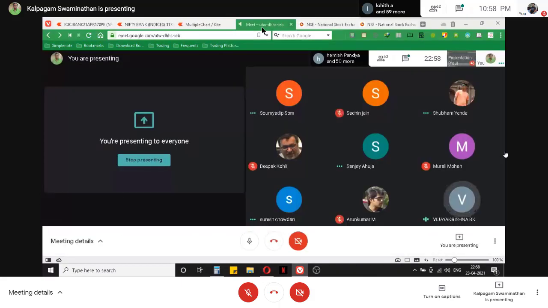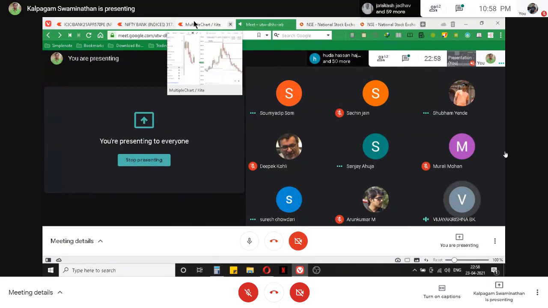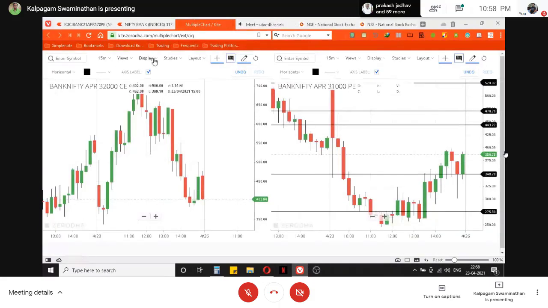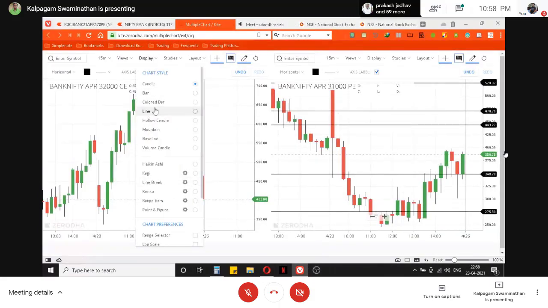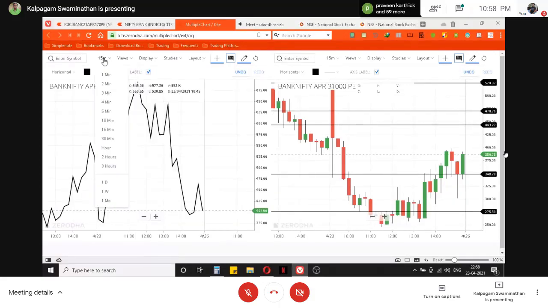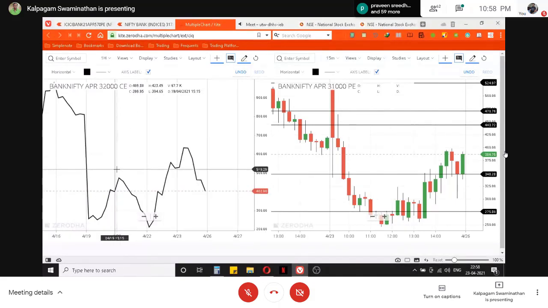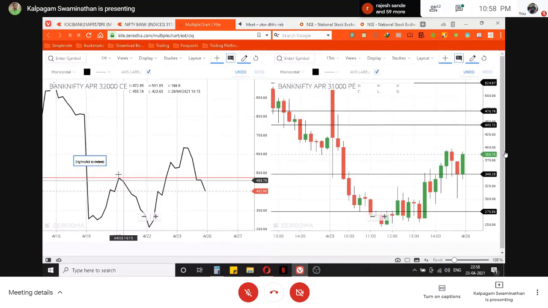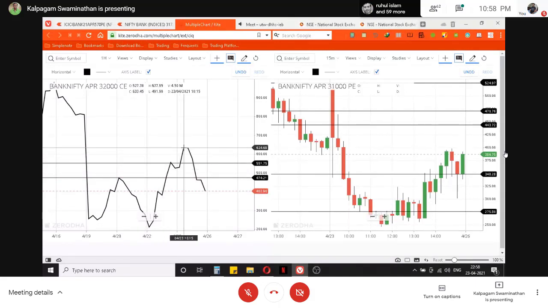Sir, for plotting this support and resistance, you converted that to a line chart and you changed the time frame to 1 hour. Correct. So we should do it on the same CE chart or PE chart on which we are trading, right? Exactly. See, wherever the price is turning in a V-shaped turn, it's a clear rejection of some level and it is going down. Right? So all these are your key levels.